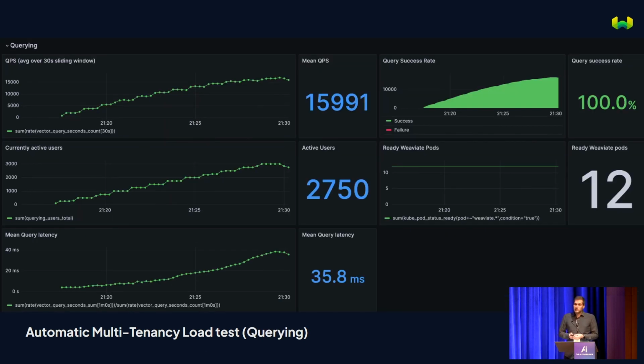Querying, of course, is also super important for a vector database. So the query part in here, you can see that at this time, about 3,000 tenants are currently queried with 16,000 or so queries per second at what I think is a pretty reasonable latency, so that's kind of cool.